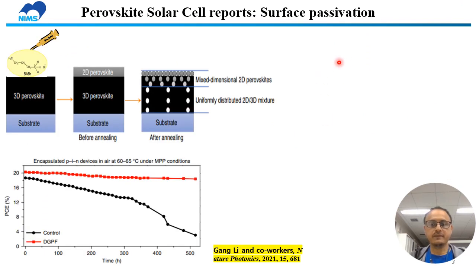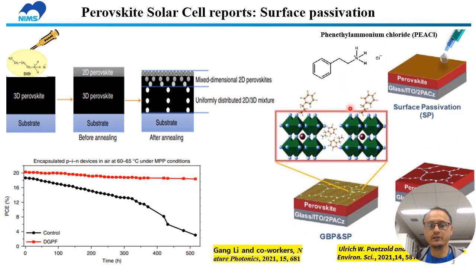My talk is about surface passivation. In this technique, multifunctional molecules are deposited on the surface, and they might form 2D phases, or diffuse through the grain boundary. The benefit is that it not only improves the device performance, but also improves the device stability, as shown in this image. These molecules can diffuse through the grain boundary, or stay on the surface.